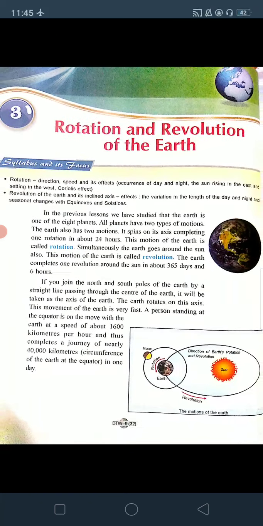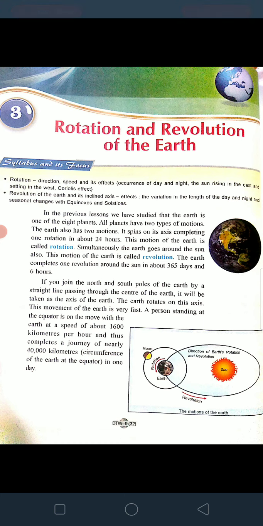Today, starting the explanation of the third chapter, that is rotation and revolution of the earth. Students, it is the most important chapter in our syllabus, as we are already aware that rotation and revolution of the earth are the two movements that earth makes, one in a day and another in a year. These movements are responsible for many important phenomena taking place on the earth, let us say day and night phenomena or the seasonal changes. Okay, so let us study about these movements in detail.